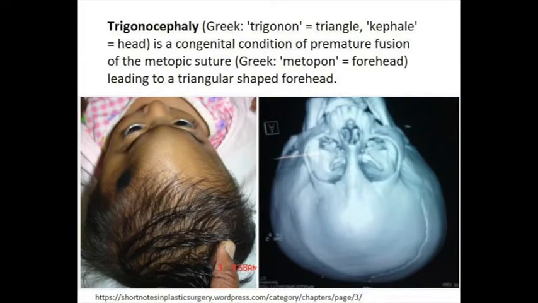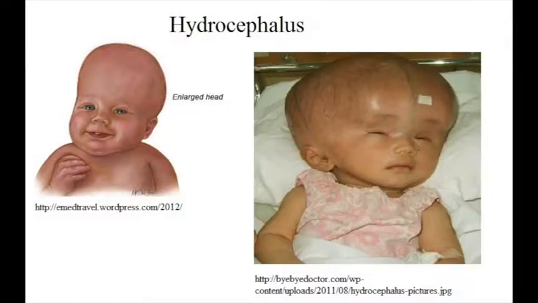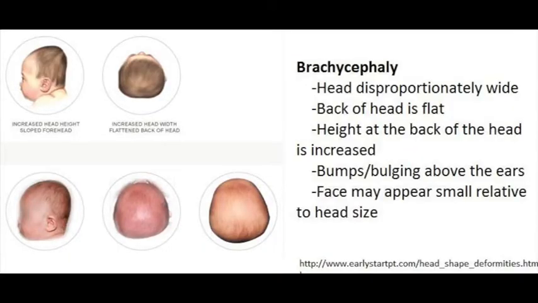Trigonocephaly is a congenital condition of premature fusion of the metopic suture, leading to a triangular-shaped forehead. Hydrocephalus. Brachycephaly: head disproportionately wide, back of head is flat, height at the back of head is increased, bumps bulging above the ears, face may appear small relative to head size.